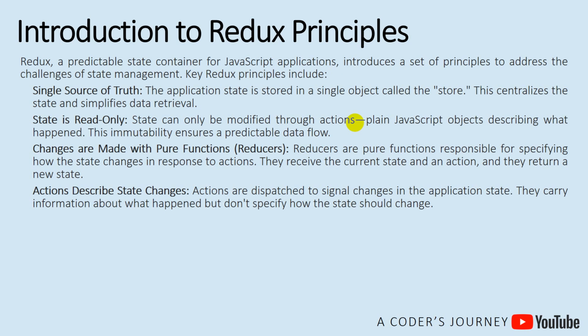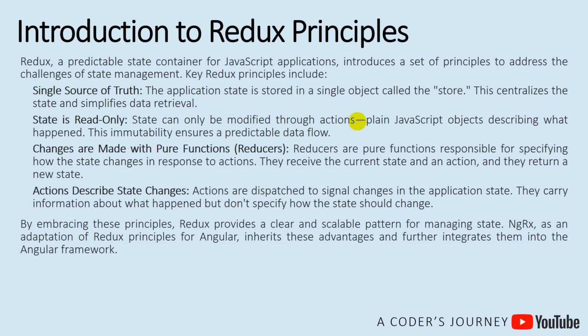The third one: changes are made with pure functions or reducers. Reducers take in the state and the action, and they specify how the state changes in response to those actions, and then they return a new state rather than changing the state, because a state is read-only, it cannot be changed. Last but not least, actions describe state changes. They are sent in order to indicate or signal changes that we need in application state. They contain information. They do not specify how the state should change. They contain the information that the reducers take in or use to create a new state.